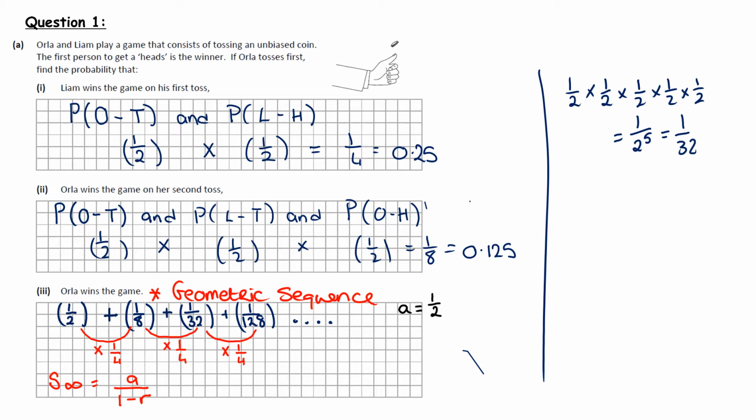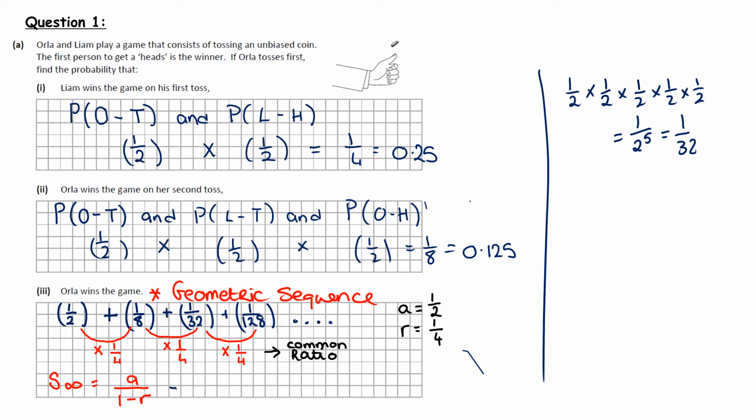It then is 1 minus r, and r is the common ratio. Now, this thing that we've worked out here, this is our common ratio. So what we would have had when we worked with our arithmetic sequence is a common difference. Okay, so what do you have to add each time? Here's common ratio. What do you have to multiply each time? So our common ratio is a quarter.